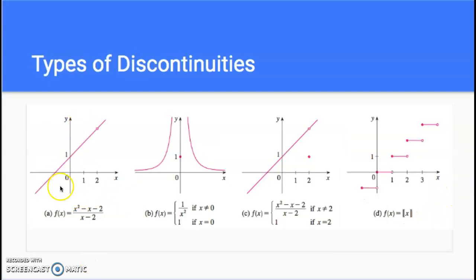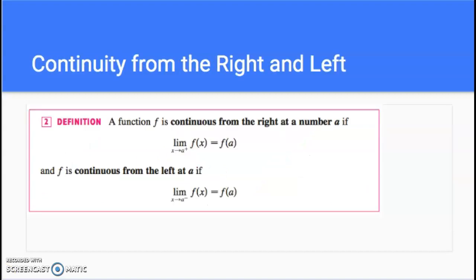And if you were confused by what I said on any of those functions, here are pictures to show you. So removable discontinuity, infinite discontinuity, removable discontinuity, jump discontinuity. A function is continuous from the right at a number a if the right-hand limit of the function equals the function value at that a value. A function is continuous from the left at a if the limit from the left of the function is equal to the function value of that a value.